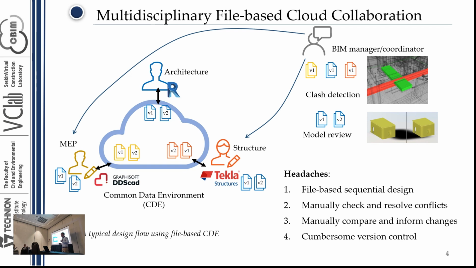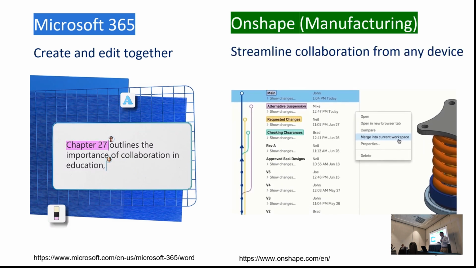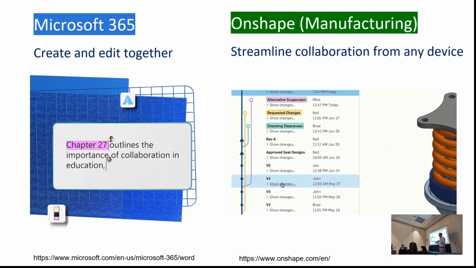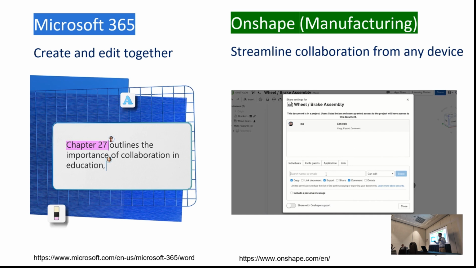But if we look outside of the BIM domain, for example, Microsoft 365 already allows us to collaborate on the same document from different devices. Similarly, in the manufacturing domain, they have Onshape. It has similar functionality that allows users to access the same model and modify it at the same time.